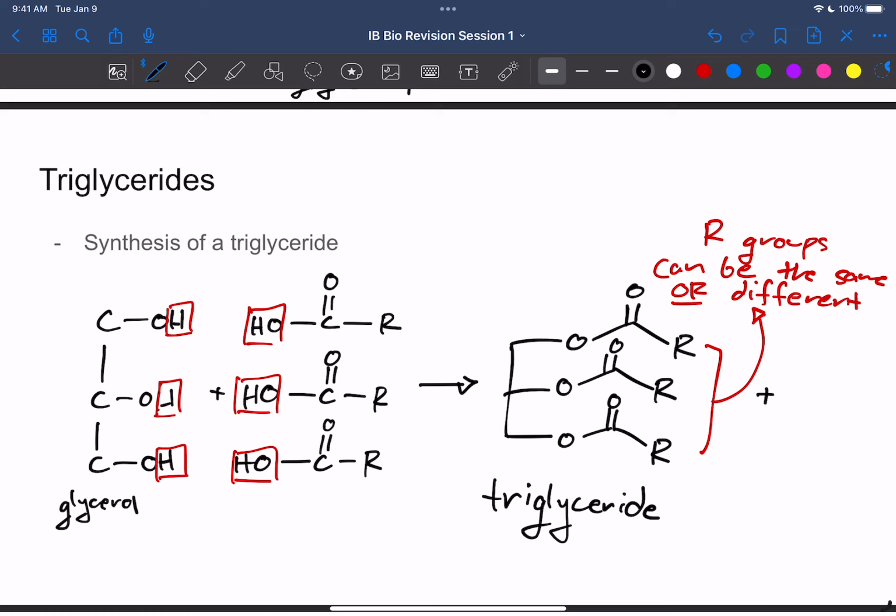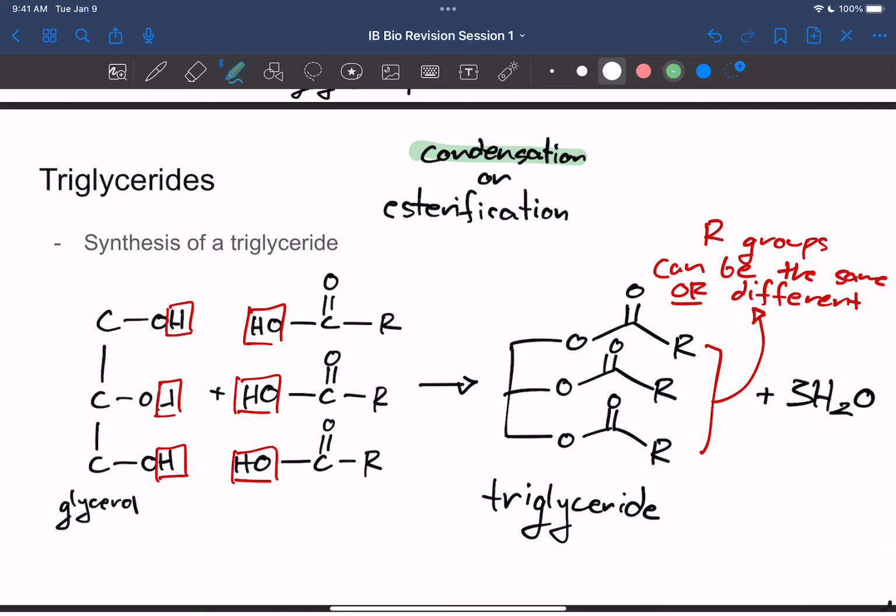And don't forget, it produces another thing. Well, what happens when a condensation reaction occurs? You're going to get water. And there are 3 pairs of H and OH that are removed. So that's going to be 3 water, because there's 3 condensations happening at the same time. So another word for this is esterification. And this just means it forms an ester. Esterification, form ester, whatever. You need to know the condensation part, though, that this is a condensation reaction.